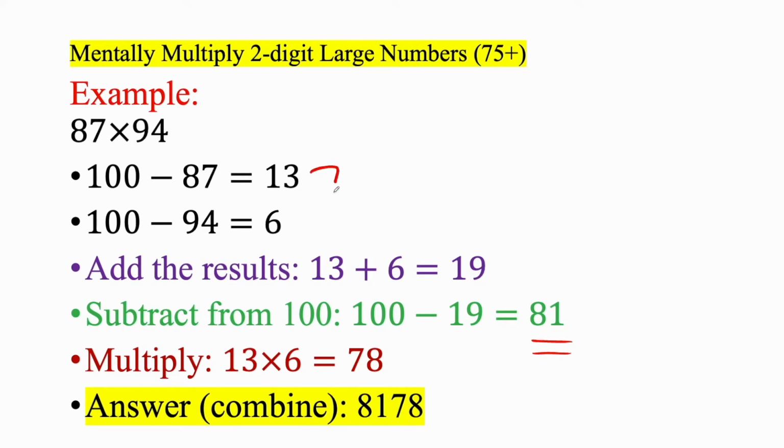And then we do 13 times 6, we get 78. And so our final answer will always be this 81 in the front and this 78 at the end. And we're going to do several more just to cover any special conditions.